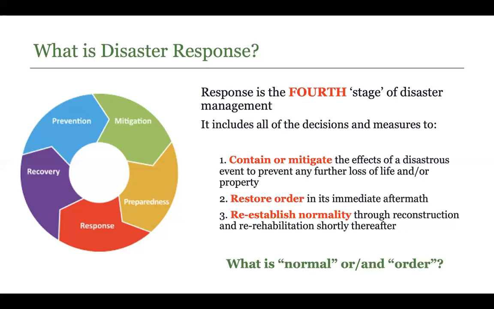Not all communities have the same definition of normality. And it's right there on the bottom: what is normal and what is order. And sometimes the systems that develop during the response period and after look different than the initial understanding of normal as well as order, for better or for worse.